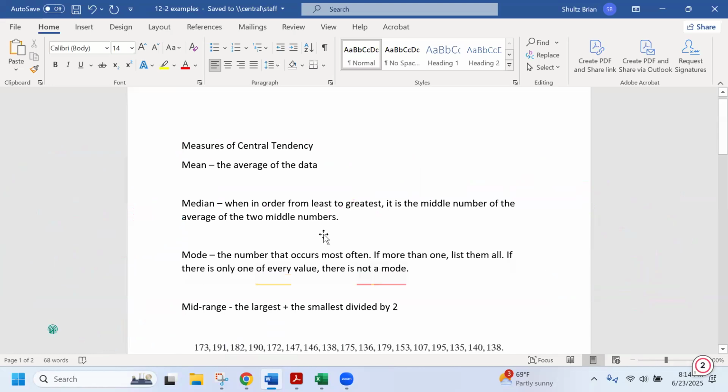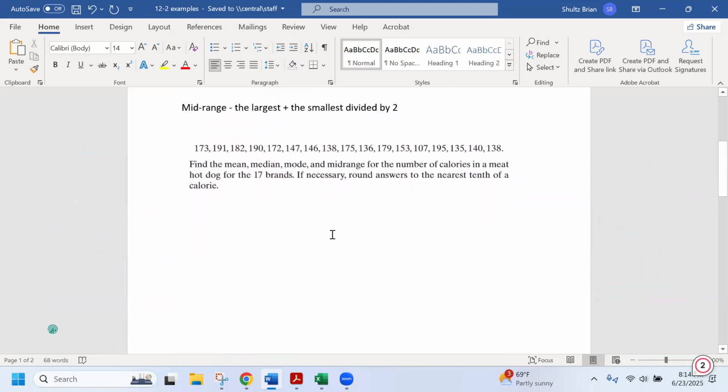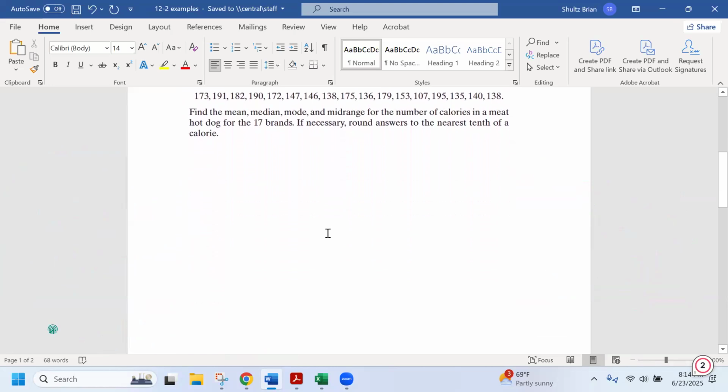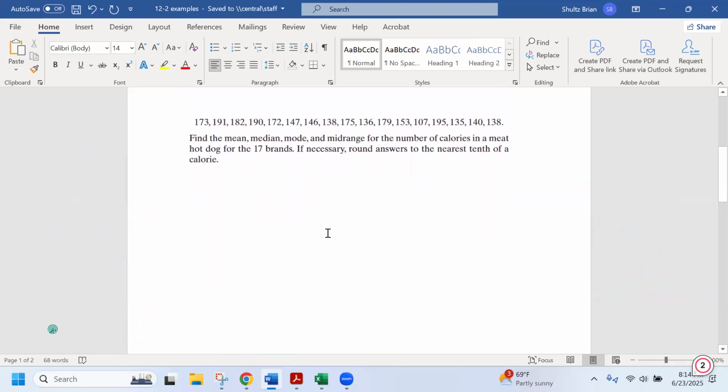So let's go on and do these real quick. We've got this list of values here. We're going to find the mean, median, mode, and mid-range for this list of numbers. The first thing I want to do is list them in order. I got 146 right here. Is there anything smaller than that? Yes, there's 135, 138, 136, 138. Looks like 135 is the smallest.